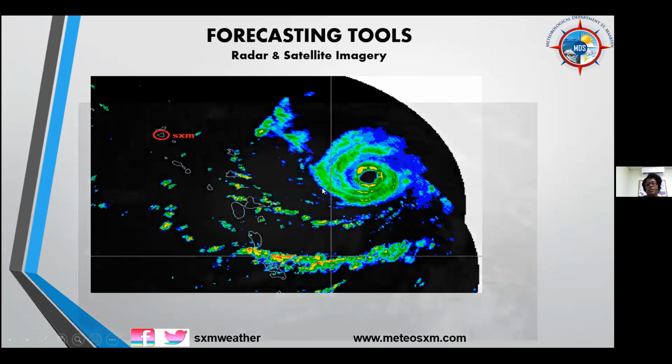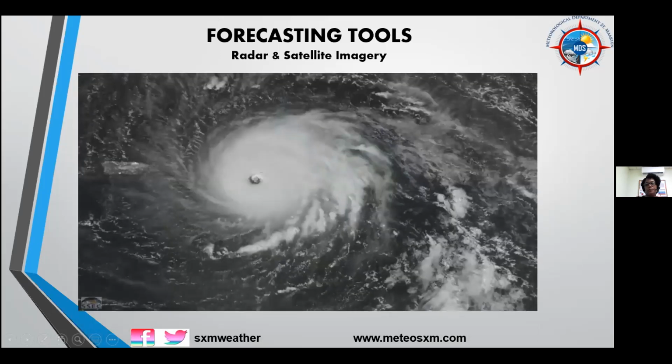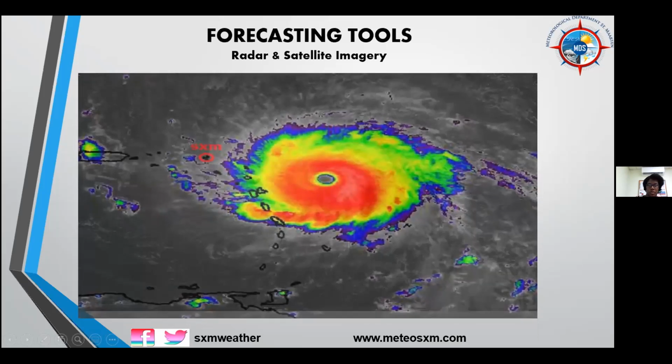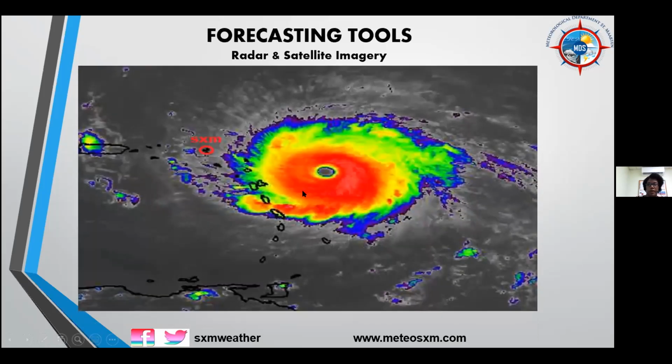This is called a visible satellite image. You can see the clouds, and it can help you locate the center of the system as well. You can see where thunderstorm clouds are located. So these are some of the tools that we use. This is another satellite image. It is called the infrared satellite image. The bright colors tell us the temperature of the clouds. So the colder the clouds are, the heavier the rainfall associated with it.